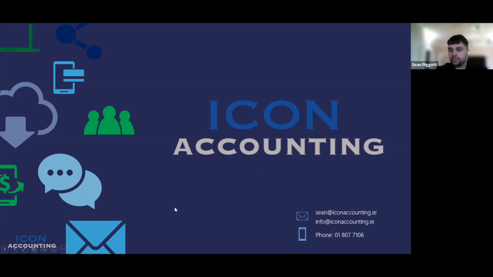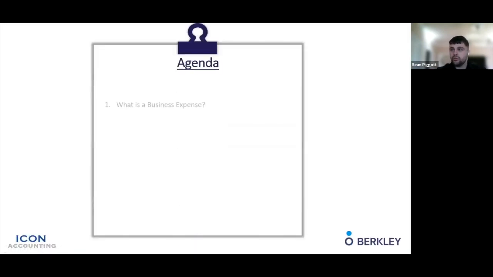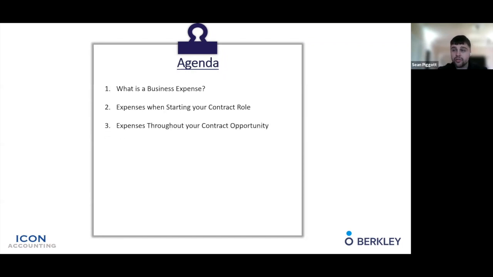What we'll do just to get started is have a quick look at the agenda as to what we're going to look at today. First and foremost, we're going to look at what a business expense is. So what defines a business expense? Then we're going to look at the different stages of your contract role, where you're most likely to come across the different types of expenses. Expenses starting and expenses throughout the contract opportunity, and then other expenses to take advantage of. And hopefully, like I say, we'll uncover a couple of gems in there for our attendees.